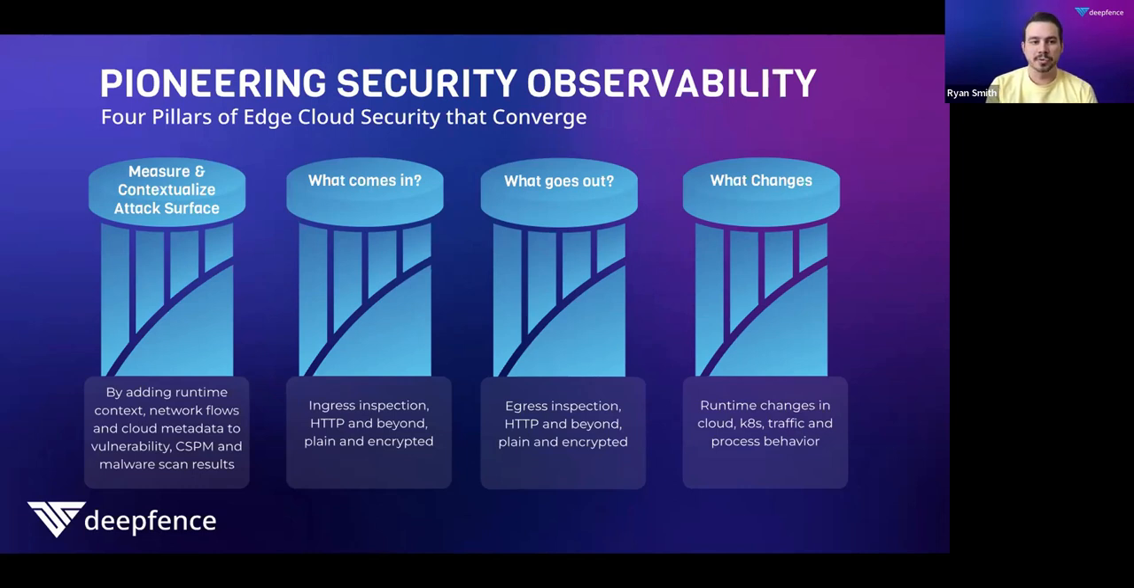So for DeepFence, we really need to always think about measuring and contextualizing the attack surface of the environment with network flow information, cloud metadata, vulnerability, CSPM, and malware scan results, putting all of this within a singular platform and system, evaluating what comes in and what goes out of an environment. So this is true traffic analysis and deep packet inspection, but targeted deep packet inspection, because doing deep packet inspection across all north-south, all east-west, all the time would be not only resource, time, and money intensive on your infrastructure systems, but it just wouldn't be effective from prioritizing how we spend our security resources. So that analysis of what comes in, what goes out, allows us to identify what's changed within the cloud, the applications themselves, the traffic, the process behavior, and better lead to security decisions.